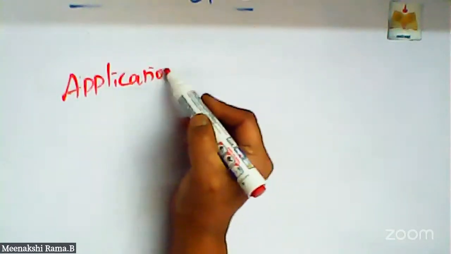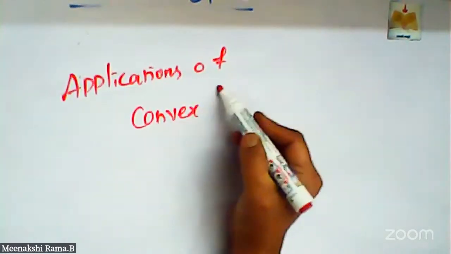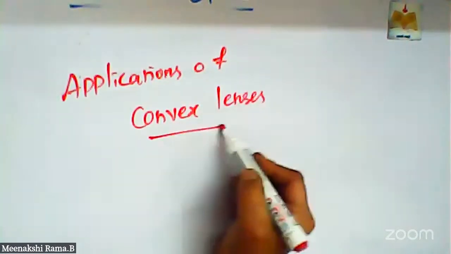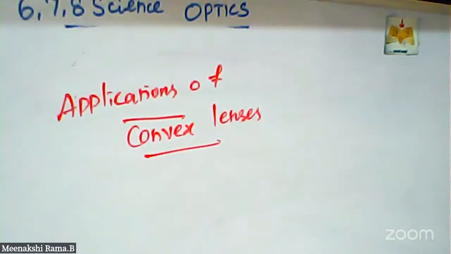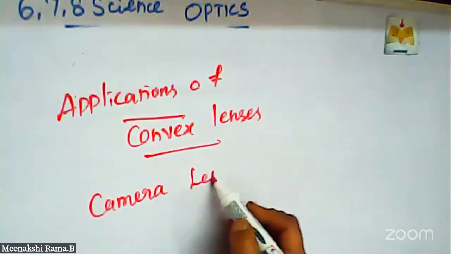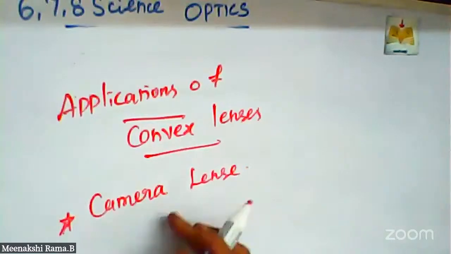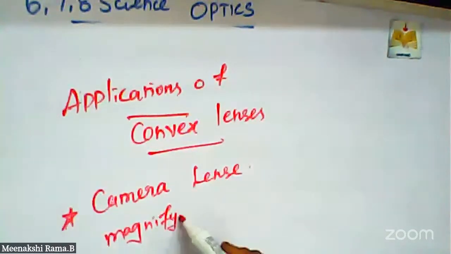Applications of convex lens. I already told that example. First, the convex lens is used as a camera lens. The camera lens is the best example of a convex lens. And then the next one is the magnifying lens. The magnifying lens is a convex lens.